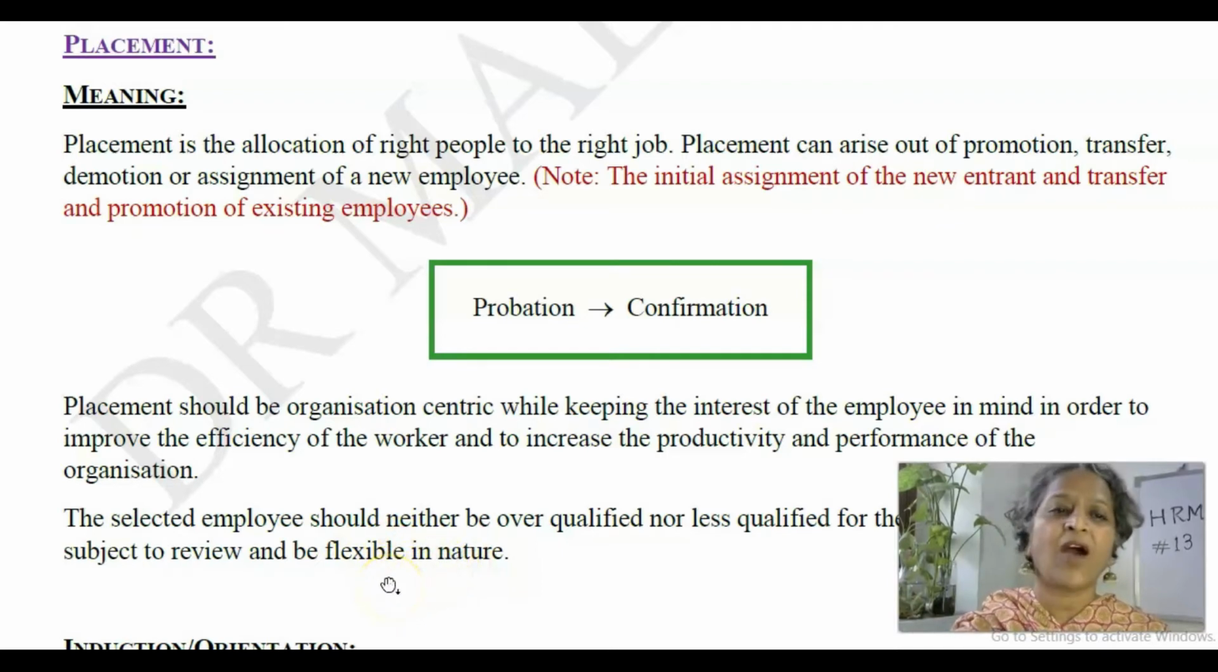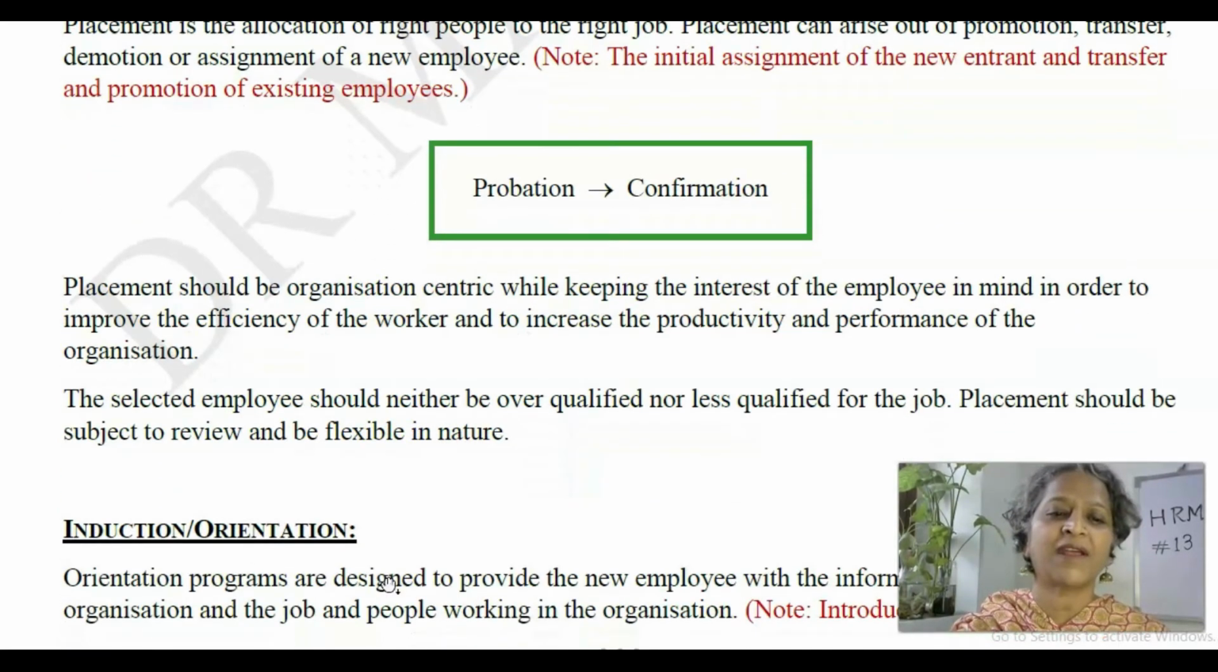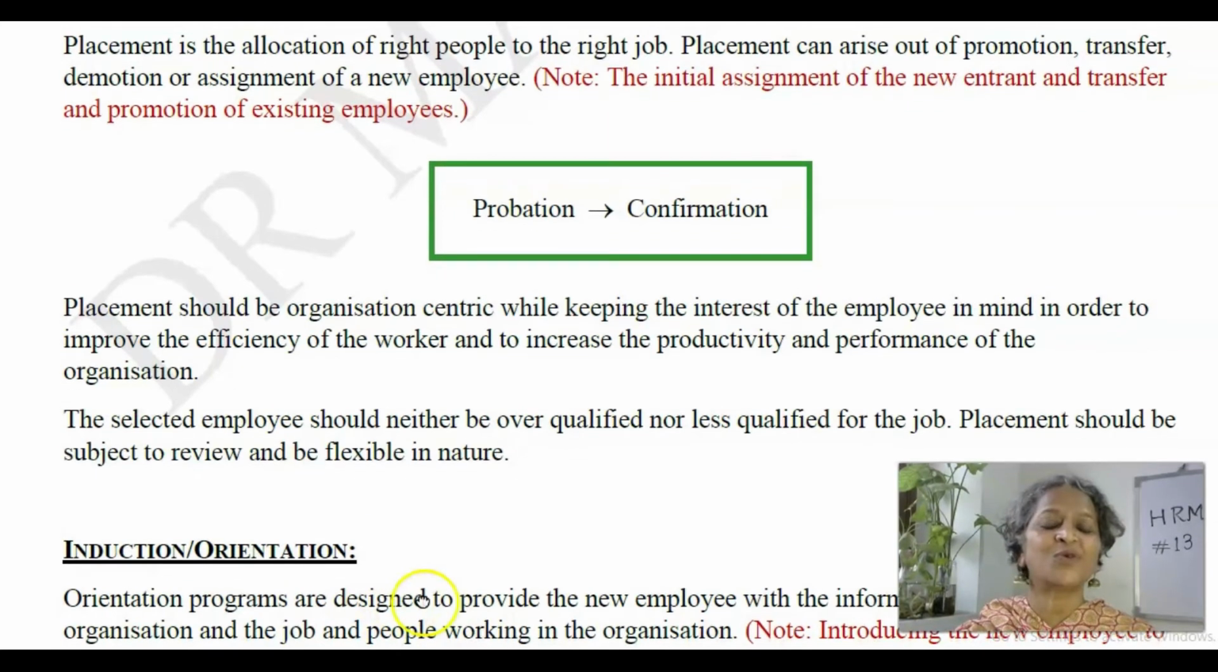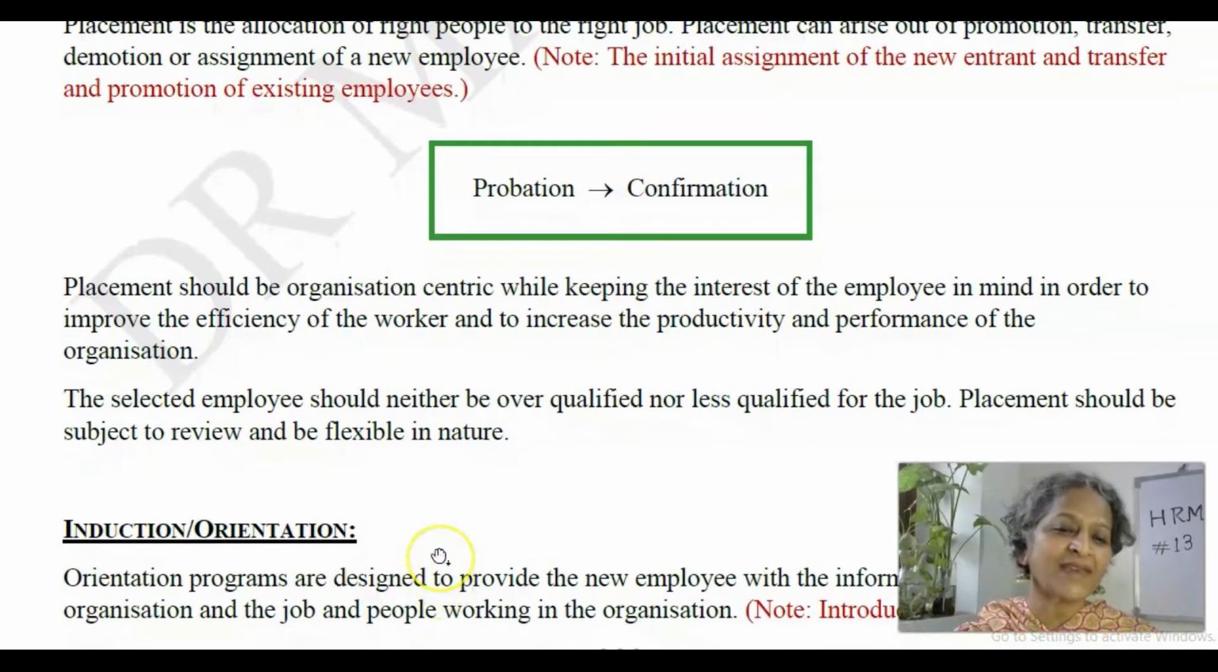Okay, now after placement, let us talk about induction or orientation. What is induction? Even for you people, when you joined the college for the first time, there was an orientation program. Orientation means making aware the new employees, making the new employees familiar with the organization and with their co-workers.